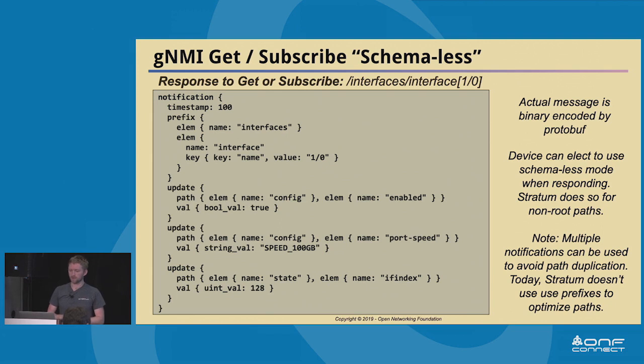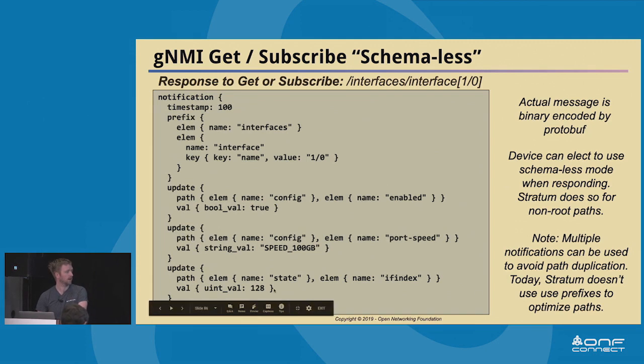So let's look at an example of a subscribe for the same path, interfaces interface 1.0, using schema-less. So we have first, in this case, we're going to use prefix to say that all of the updates are going to be for interface name 1.0. And then our updates are going to be a path. So in this case, config enabled, and a value, true. Or a path, config port speed, and a value, speed 100G. Or a path, state IF index, and a value 128.